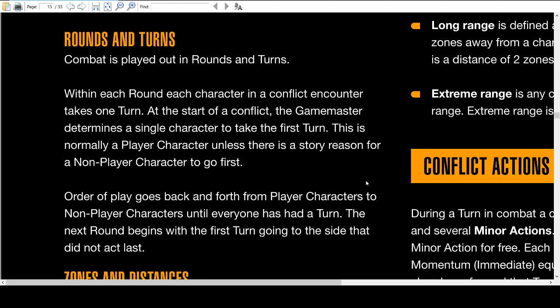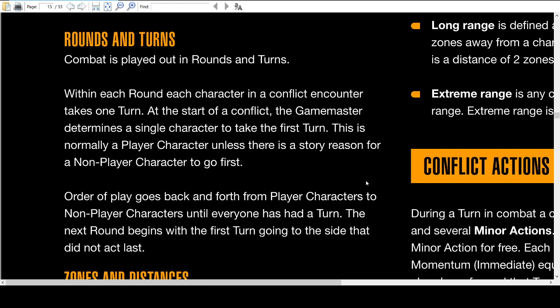Play goes back and forth from player character to non-player characters until everyone has had a turn, and the next round begins with the first turn going to the side that did not act last. So, interesting take, because there is no initiative roll involved here.